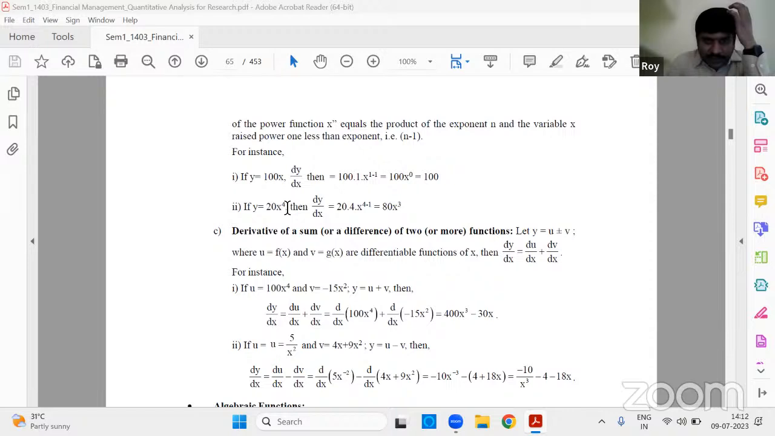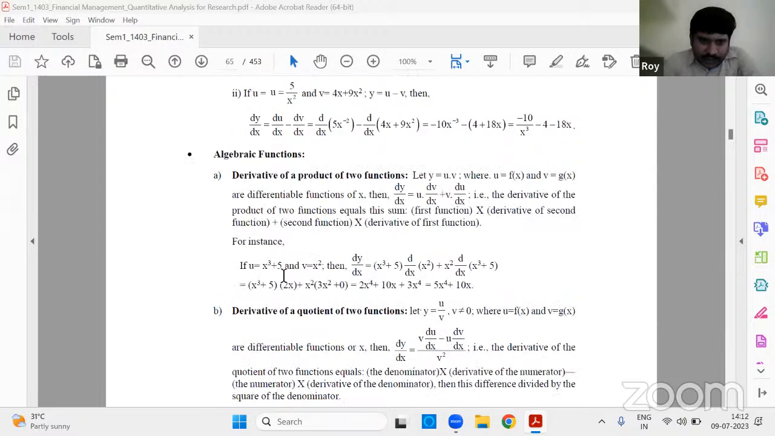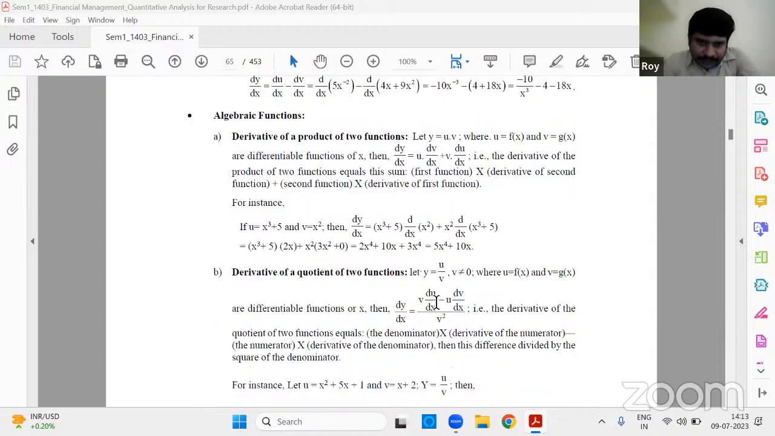This is the basic thing of the derivative. Now see this. If u is equal to x power 3 plus 5, v is equal to x square, then dy by dx is equal to how much? First, we need to identify u and v. First, x power 3 plus 5 into d by dx of x square. This is the formula. dy by dx is equal to u into dv by dx plus v into du by dx. Based on this formula, this answer will come.